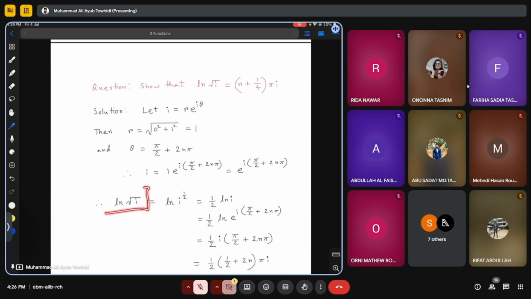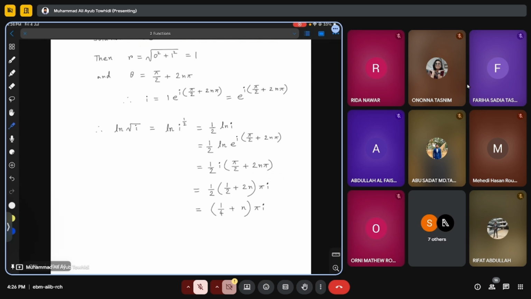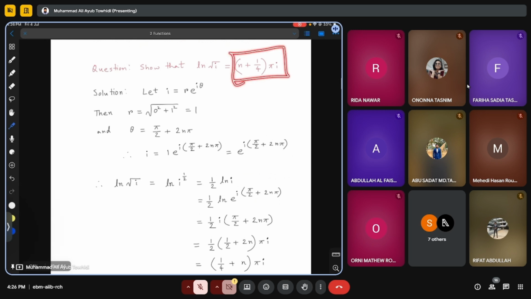So now ln root i, that means ln i to the power half. This half can be brought in front as the coefficient. So half ln i. Now the value of i from here, e to the power i (pi by 2 plus 2n pi). ln e to the power something, that something goes in front. ln e becomes 1. We got what we needed.